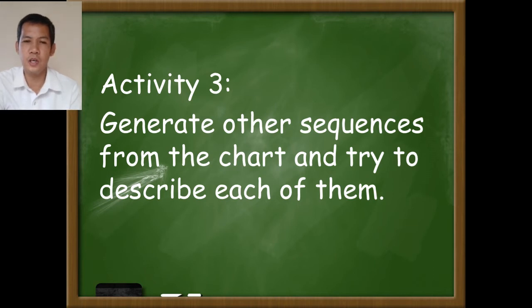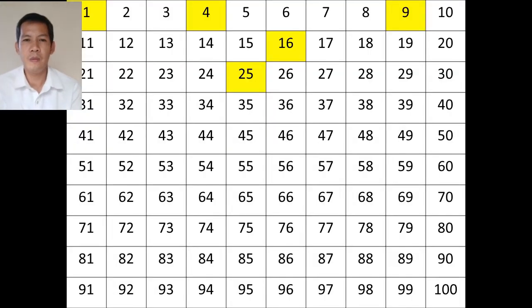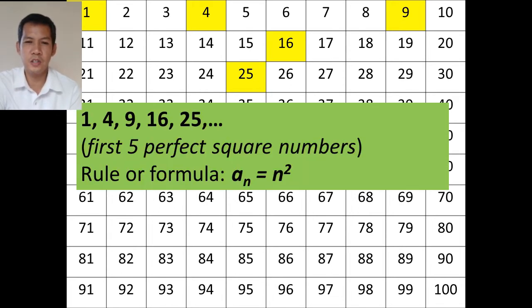I think we need to proceed. Maybe you have generated 1, 4, 9, 16, 25. And what is 1, 4, 9, 16, 25? How are we going to describe this? Actually, these are the first 5 perfect square numbers.